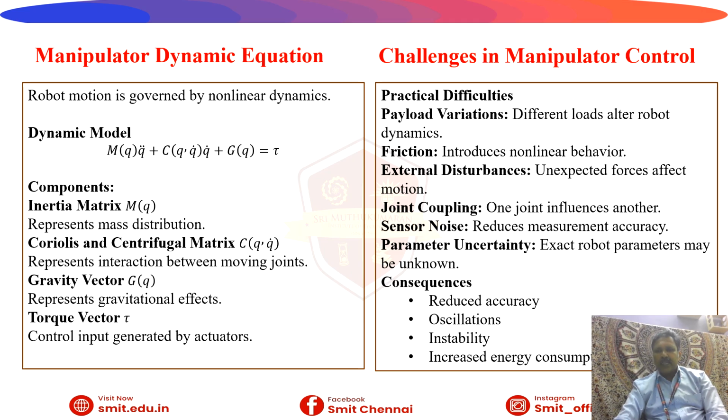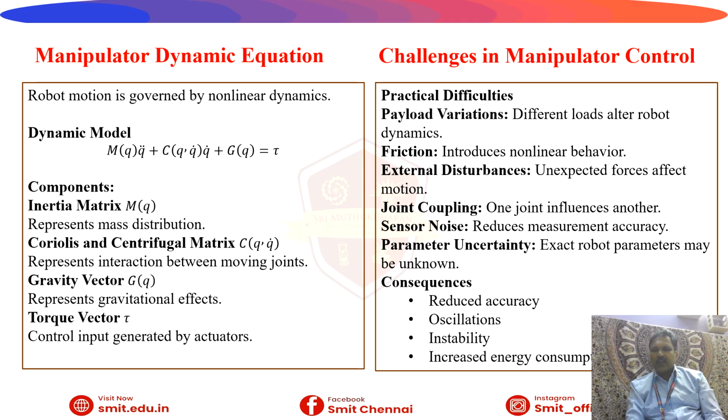Then challenges in manipulator control, that is, practical difficulties. What are the practical difficulties? Payload variations: different loads alter robot dynamics. A human being can carry different types of loads whenever needed; we can apply more effort to lift the load. But for a robot, you have to alter the robot dynamics in order to carry the different kinds of load it is handling. Friction introduces non-linear behavior.